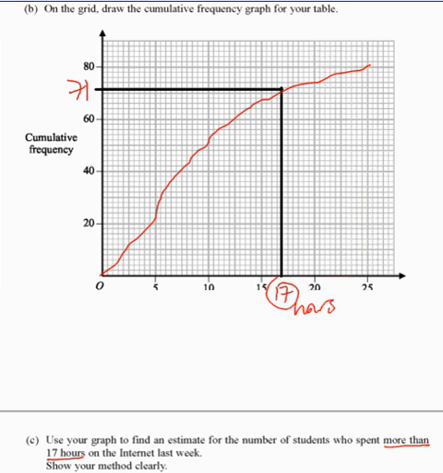So 71 people scored up to 17 hours of internet use, which means that the remainder did more than 17 hours. And if there's 71 out of 80, the remainder would be 80 minus whatever the number is at 17 hours. In this case, we have decided 71, so that would be 9 students.